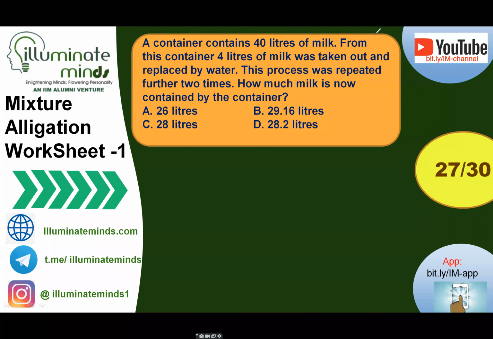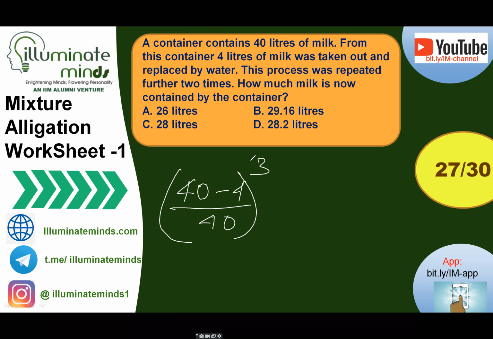Now the question goes like this: a mixture containing 40 liters of milk. From this, 4 liters of milk was taken out. 40 minus 4 divided by 40. This process was repeated further 2 times. So further 2 times means 2 more times. So that should be power 3. Go back to theory if you have not learnt the theory portion. How much milk is contained in the container?